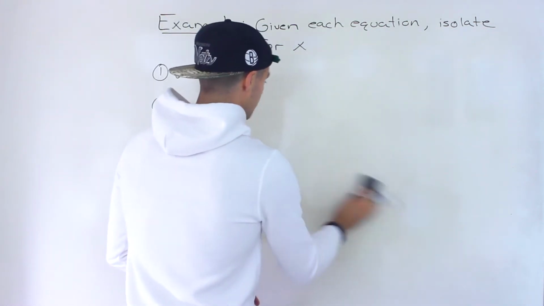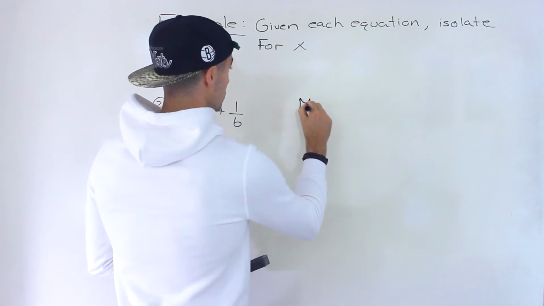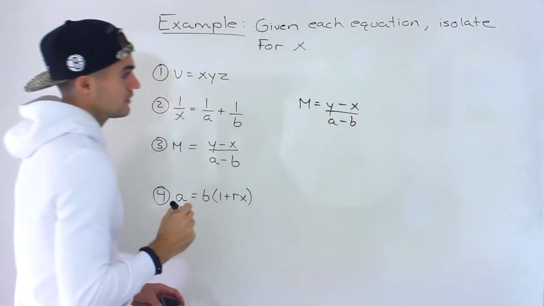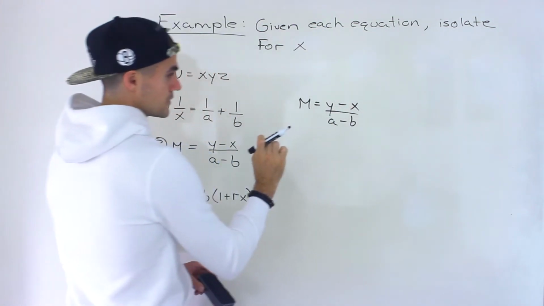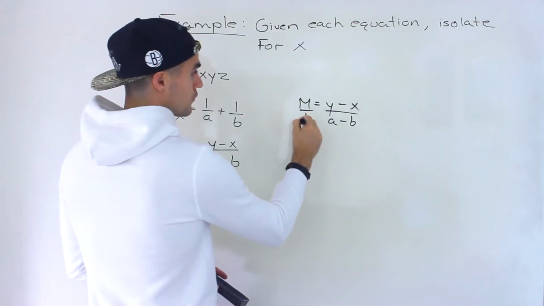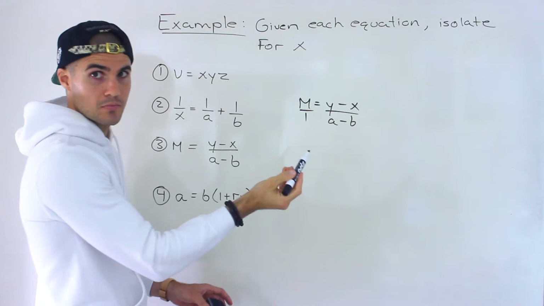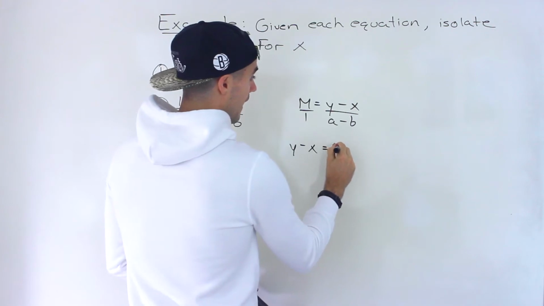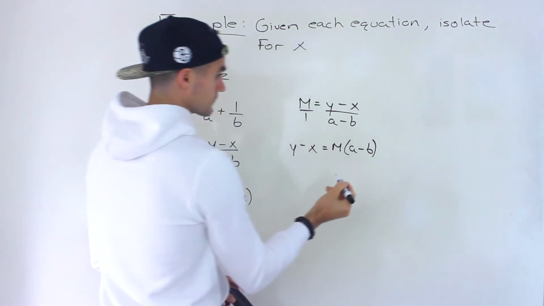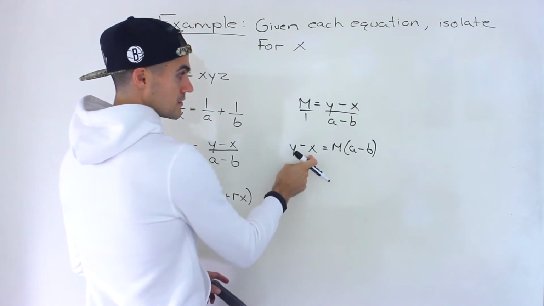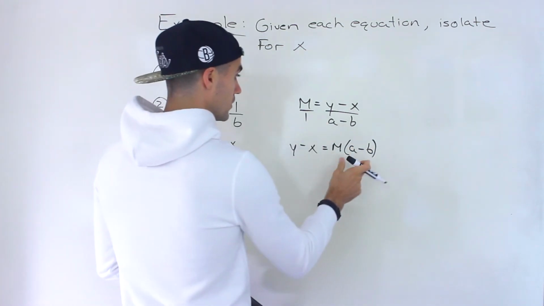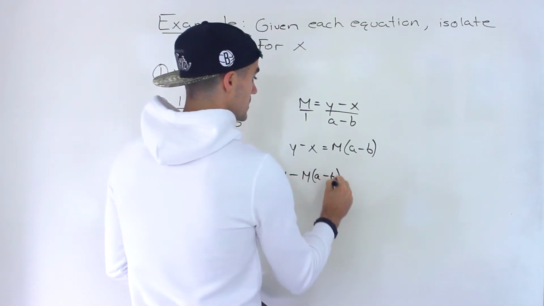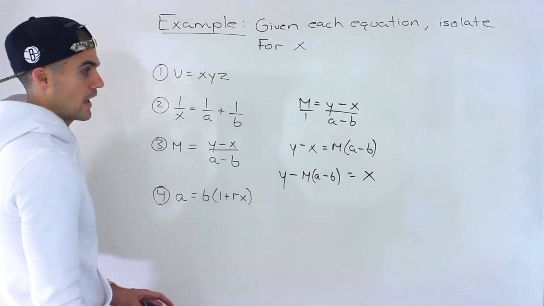Now moving on to number 3, we got m equals y minus x over a minus b. So over here, notice that that x is fairly within the function, but what we can do here, notice this is m over 1, this is one fraction, we could cross multiply at this point. So 1 times y minus x is just y minus x, and then we'll have m times a minus b. And then from here, notice, really easy to isolate for this x. We could just bring it over, so we'd end up with y minus m bracket a minus b is equal to x.